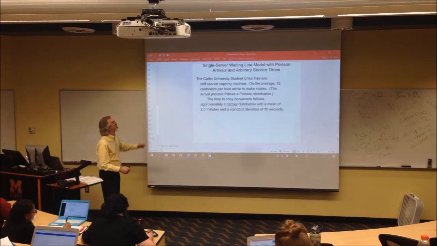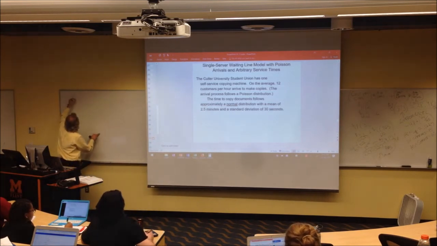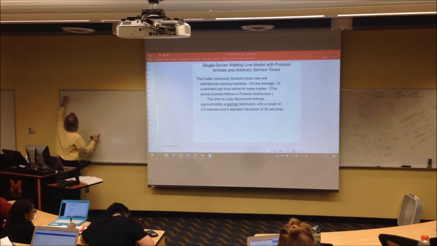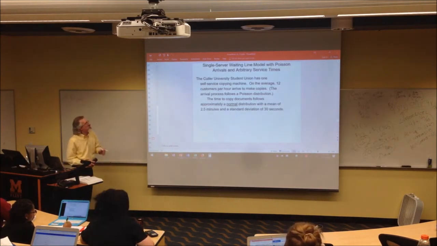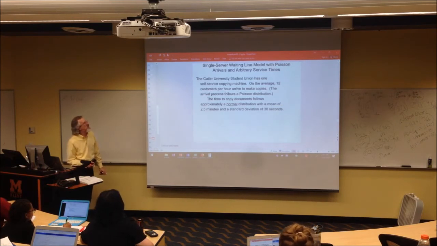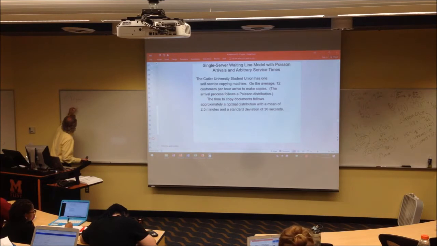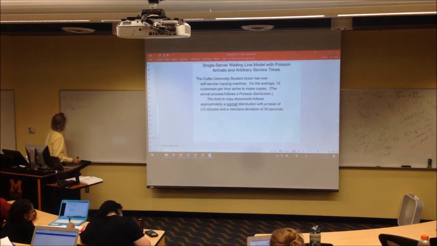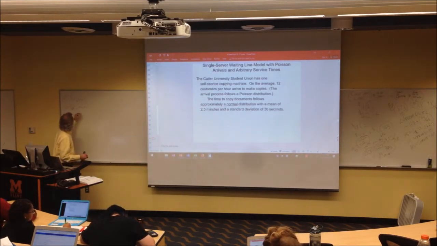You need to see an example of that, don't we? Cutler University has a copy machine. They're arriving at 12 per hour, that is our arrival. Then it says the arrival follows a Poisson distribution. The time to copy documents follows an approximate normal distribution with a mean time of 2.5 minutes. This is service. And then it has a standard deviation of 30 seconds.